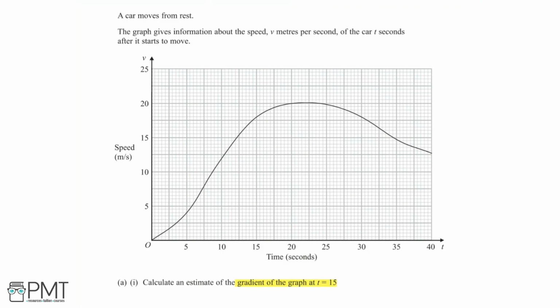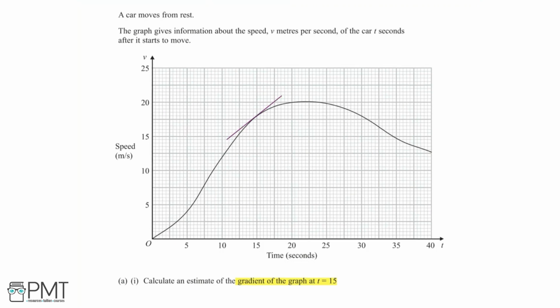Now to do this, we need to draw a tangent on the graph at the point where t equals 15. The reason we need to draw a tangent is because this graph is a curve. We can't find the gradient unless we have a straight line, and so we can use this tangent in order to find the gradient. Now the gradient is the change in y divided by the change in x, and so let's find 2 points on our tangent that allow us to find the gradient.